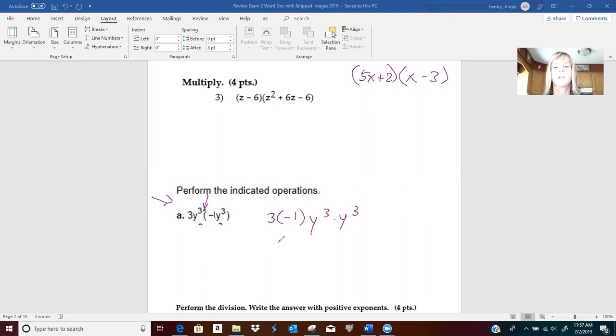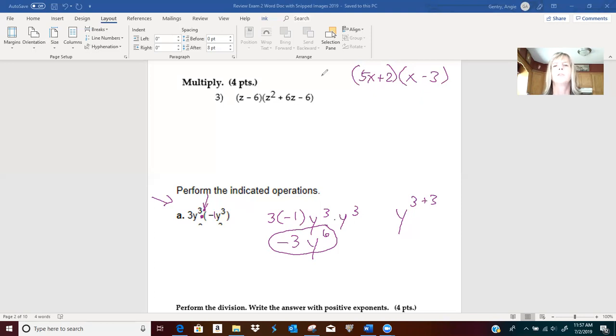So you have 3 times -1 is a -3, and then you have a product, meaning you're going to add your exponents. So you have y cubed times y cubed is y to the 3 plus 3, which is y to the 6. So if this were the problem, these are just monomials that you're multiplying. People get confused by the way something looks, but this is multiplying a monomial by a monomial. So then you just take the coefficients and multiply them.